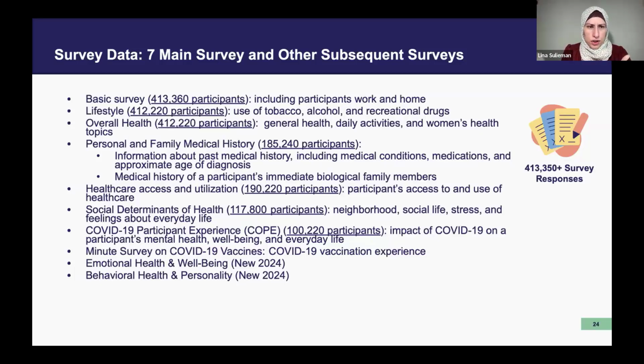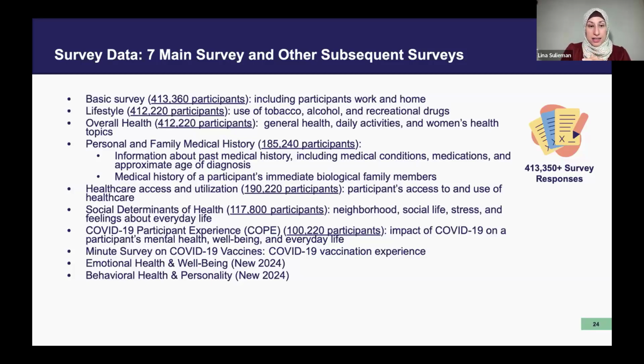So we have the basic survey, which more than 500,000 participants, or in this case 413,000 participants, filled out. We ask the participants, where do you work? What is your income? What is your education level? We also send the lifestyle survey for the participants to fill out, where we ask them, do you use alcohol? Do you smoke? How many cigarettes do you smoke? If you quit smoking, at what age did you quit? We ask them also about the use of recreational drugs, or, for example, about their drinking habits.